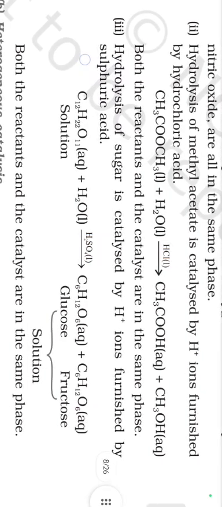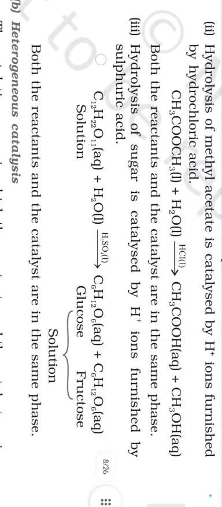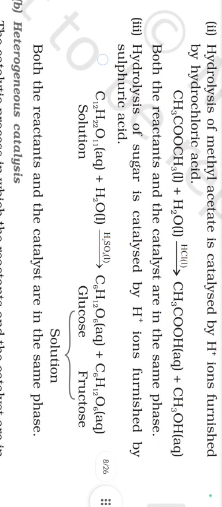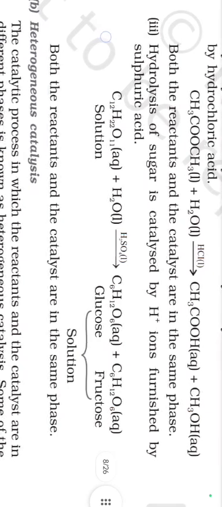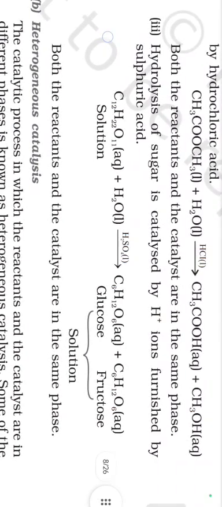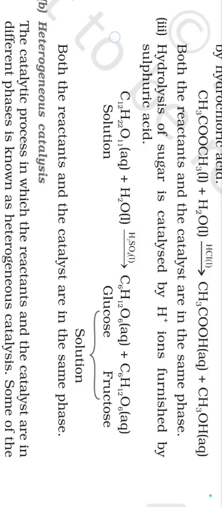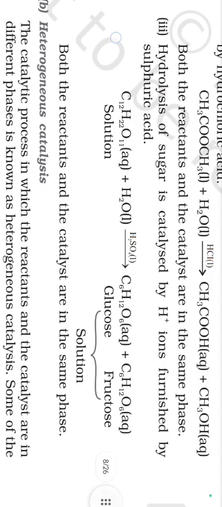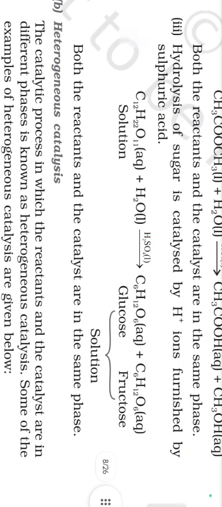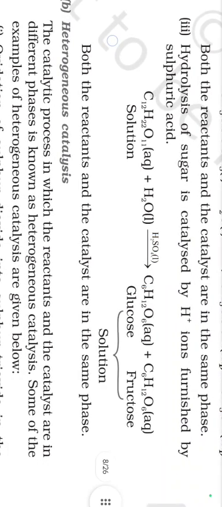Second, hydrolysis of methyl acetate is catalyzed by H+ ions furnished by hydrochloric acid. CH3COOCH3 liquid plus H2O liquid in presence of HCl liquid gives CH3COOH aqueous plus CH3OH aqueous. Both the reactants and the catalyst are in the same phase.